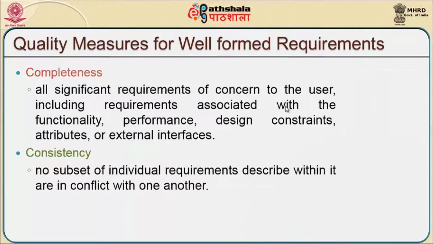tries to provide. And about completeness as a quality measure: all significant requirements of concern to the user, including requirements associated with the functionality, performance, design constraints, attributes and external interfaces. So what is the system supposed to do, or what type of functionality is the system supposed to provide? Is it providing the same functionality that it was initially proposed with? Then if it is yes, it becomes complete.